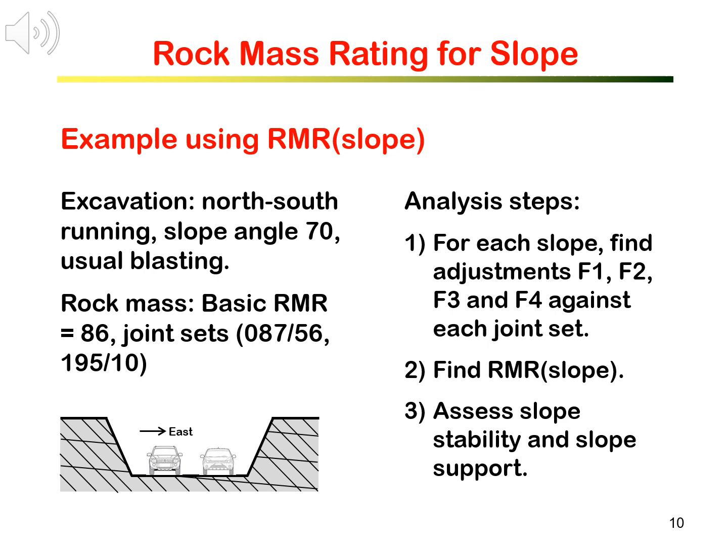The design slope angle is to be 70 degrees. The rock mass with basic IMR 86 is of very good quality: competent, strong rocks containing two main joint sets with orientations of 087/56 and 195/10.